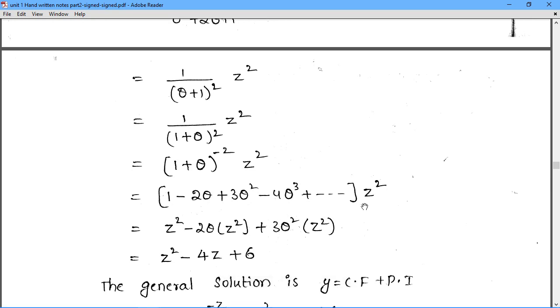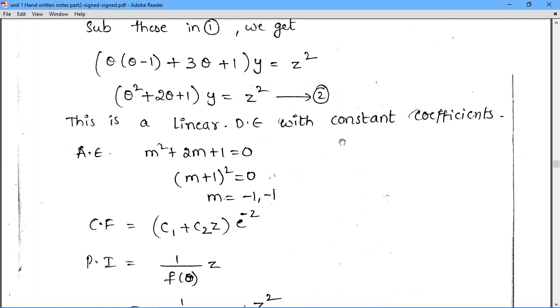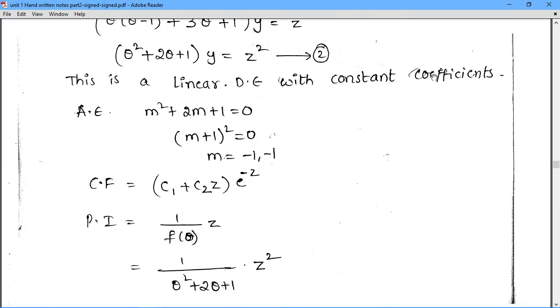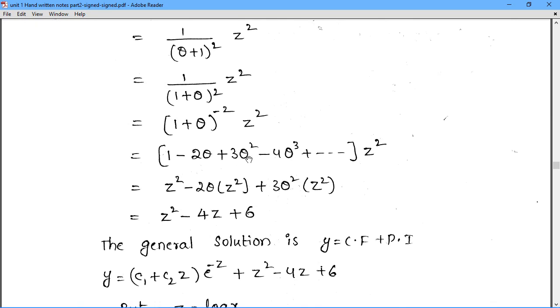But theta means a differential operator. What is theta here? Theta is nothing but d by dz. So we have to differentiate with respect to z. Theta square means we differentiate two times with respect to z. Theta cube means we differentiate z square three times. Once differentiating gives 2z, again differentiating gives 2, again differentiating gives 0. So the higher order derivative terms are neglected, because the derivatives of z square for theta cube, theta power 4 and so on become 0. Those terms are omitted here. We consider only those terms for which a derivative exists.